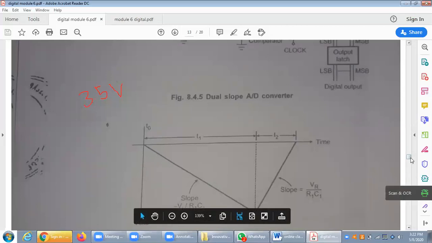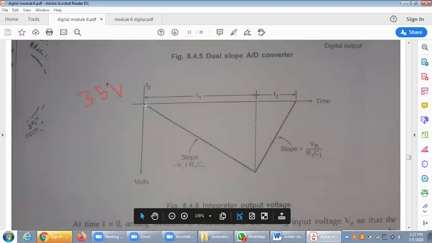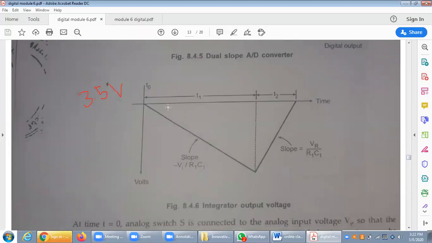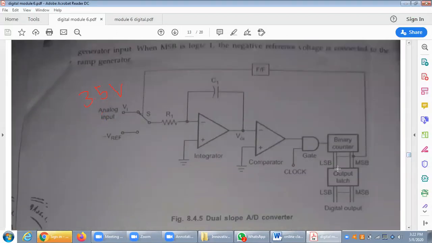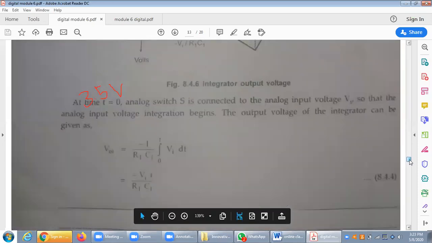So up to this point a ramp will be generated, the time T1. What is the time T1? The counter will continuously count. At one point, the most significant bit becomes 1. When the most significant bit is 1, the switch will move to the minus V reference. So that is the point here.